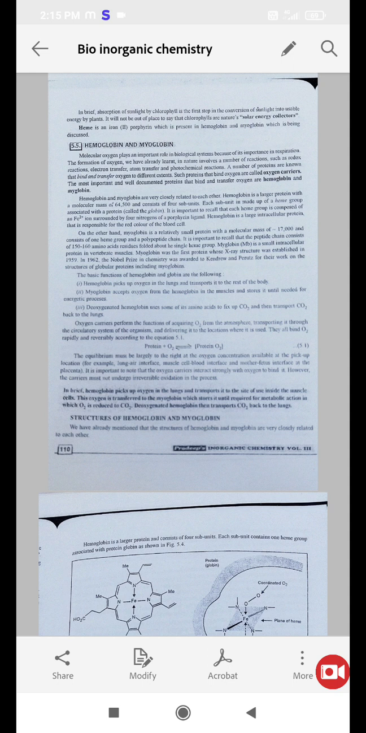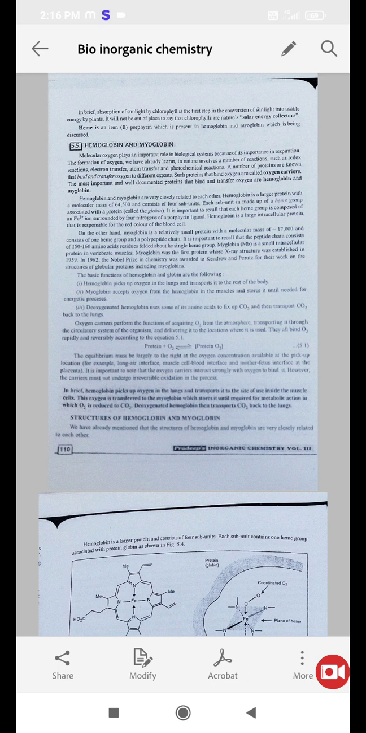Hemoglobin is a large protein with a molecular mass of 64500 and consists of 4 subunits. Each subunit is made up of a heme group associated with a protein called globin. It is important to recall that each heme group is composed of iron surrounded by 4 nitrogen ligands of the porphyrin ring. Hemoglobin is a large intracellular protein that is responsible for the red color of the blood.